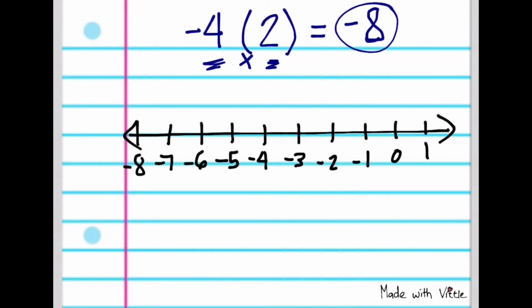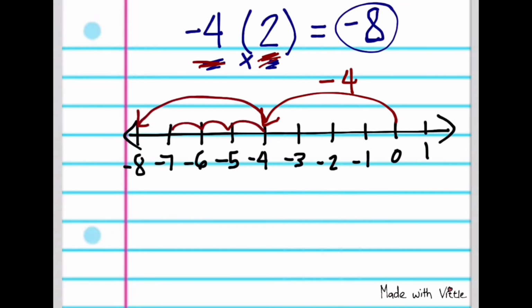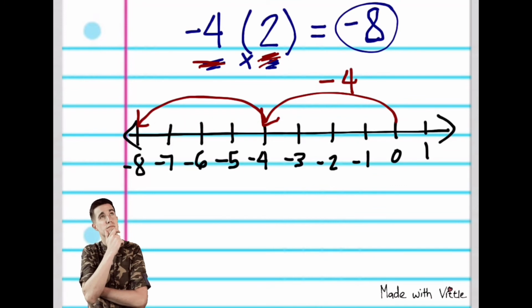Now let's model it on a number line. The first integer is negative 4, so from 0 we're going to go to negative 4. And we need 2 of these because it says so in our problem. So we're going to have 4 more spaces going to the left. You know that's 1, 2, 3, 4. So I did 4 more spaces going to the left. Therefore, that's another negative 4. And you know negative 4 times 2 will be negative 8.